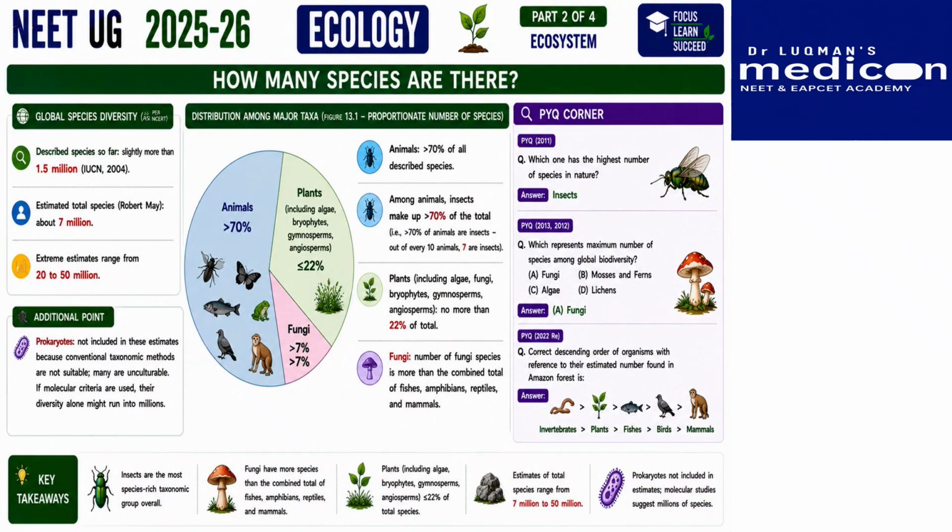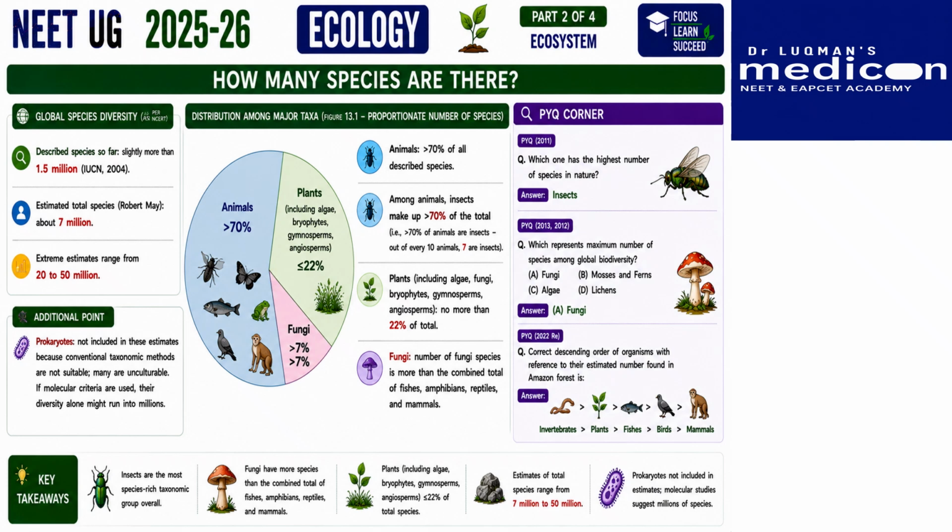Moving on, how many species are there when it comes to ecological studies? Global species diversity. Even though this topic seems less important because it is telling only about numbers, sometimes NCERT Direct is going to ask data-based or fact-based questions, and that is going to affect your marks. So it is better for you to understand and also learn the numbers by heart.